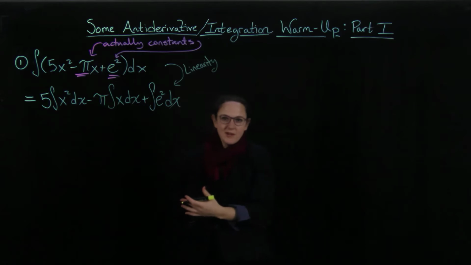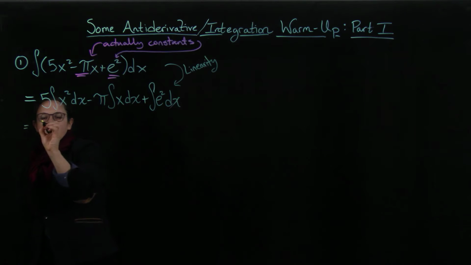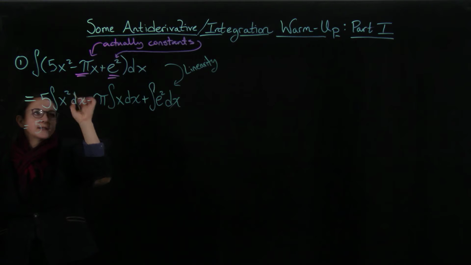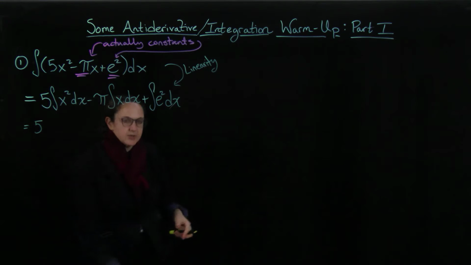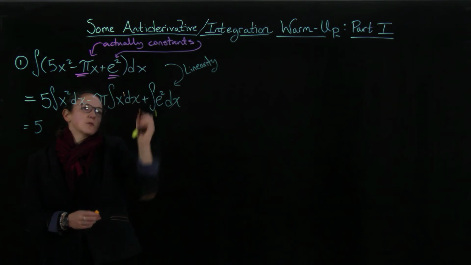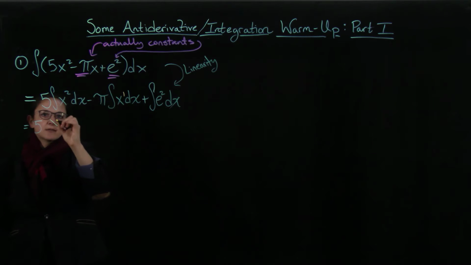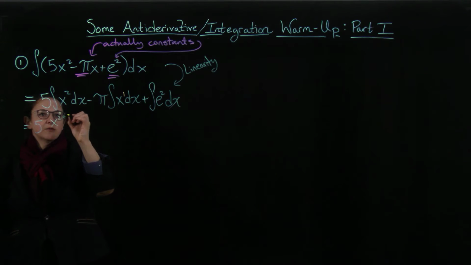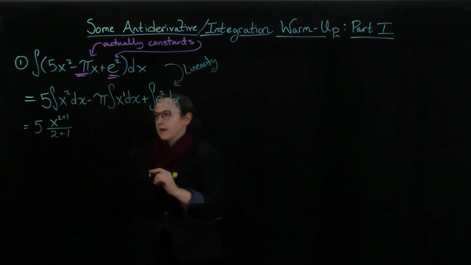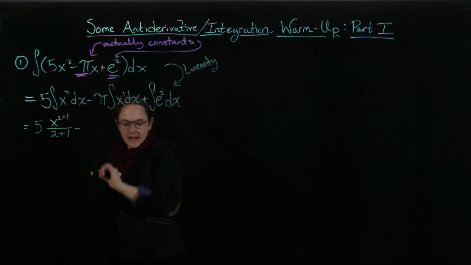And now I can just use my power rule, right? So I'm going to get that this is going to equal 5 times, and then this is a power 2 there, and just so that it'll make it easier to remember how to use the power rule, this x here is the same thing as x to the 1. So what I'm going to get here is x to the 2 plus 1, divided by 2 plus 1. Okay, and then from this one, so now I do minus, and then a pi.